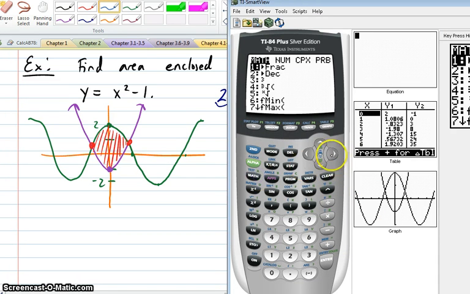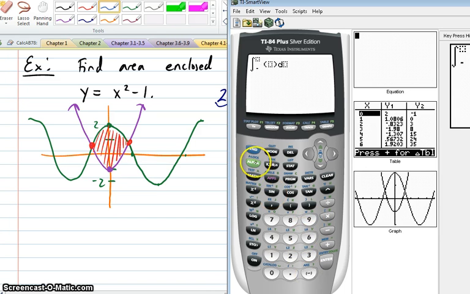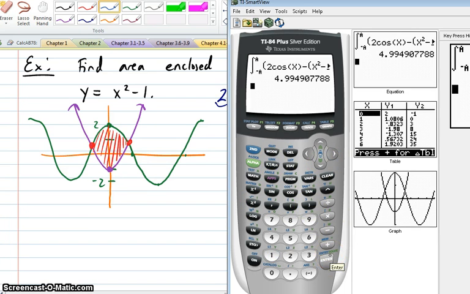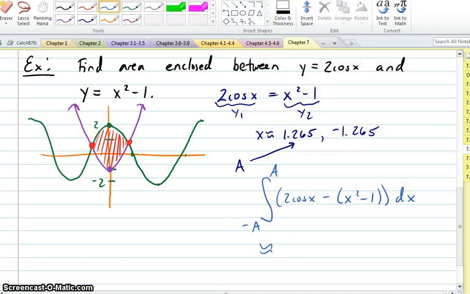Go to math, fnInt, which is always option 9. We're going from negative a to a of 2 cosine x. Make sure you close the parenthesis on the angle before you subtract, and then subtracting, parentheses, x squared minus 1, close the parentheses, then dx, then press enter, and it'll spit out your answer. So it's about 4.995.